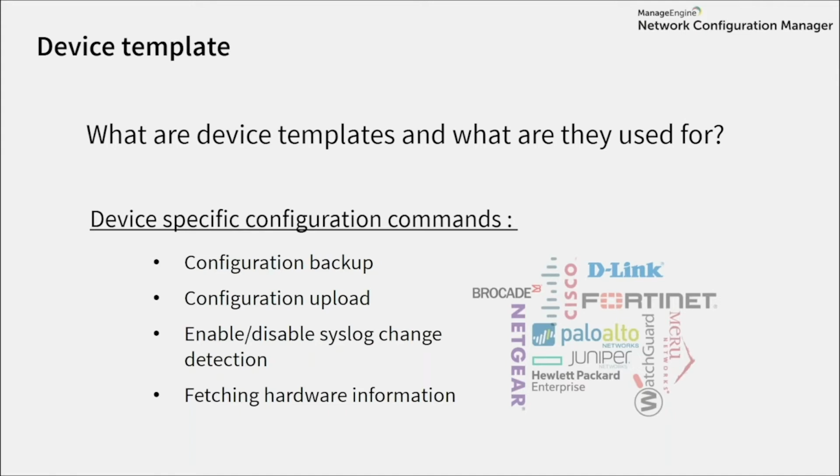And since every different vendor has a different kind of code for these basic operations, it becomes very difficult for the network admins to keep track of all of these codes. So we provide default device templates for all the major vendors like Nokia, Brocade, Cisco, D-Link, Fortinet, and so on. And users are free to create their own custom device templates as well.